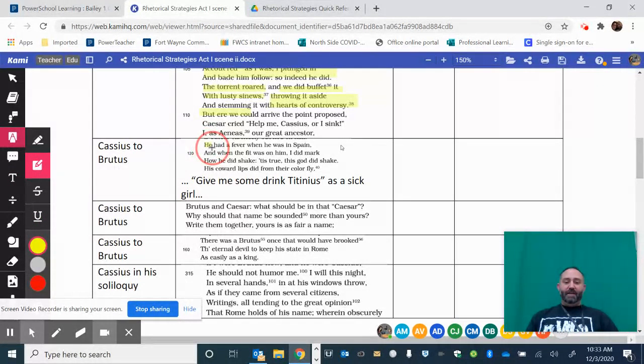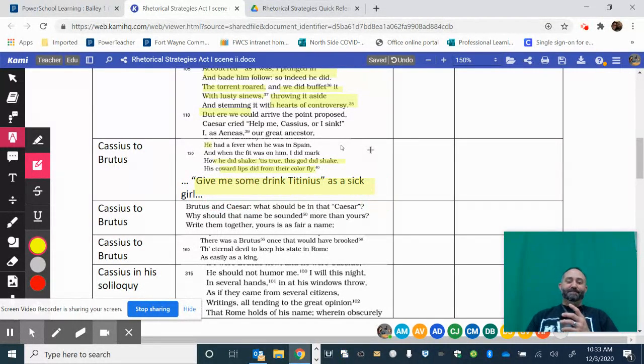Cassius says to Brutus, referring to Julius Caesar, "Caesar had a fever when he was in Spain, and when the fit was on him, I did mark how he did shake. 'Tis true, this god did shake. His coward lips did from their color fly. And then, like a sick girl, 'Give me some drink, Titinius,'" talking like a girl.